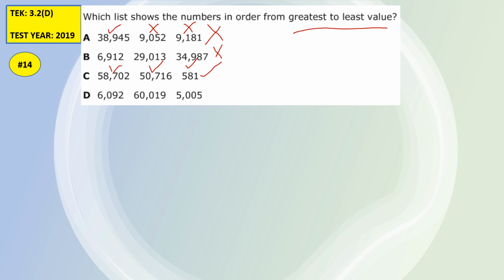But let's look at D just to be sure. 6,092 is the first number in the list for D. And if I look at the other two numbers, the second number, 60,019, is definitely bigger than 6,092. So they're not in the correct order. So our correct answer is actually answer choice C.